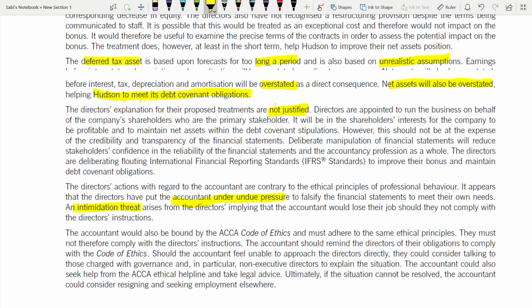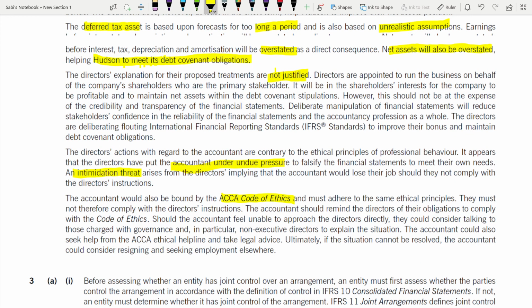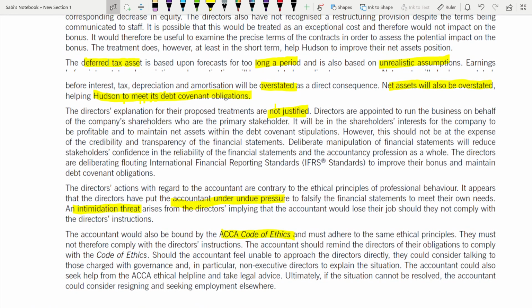Now, finally, at the end, you are mentioning the ACCA Code of Ethics. You can mention this in any ethical answer in SBR. So the accountant would also be bound by it. You have to talk from the accountant's perspective. What is the implication on them? They have to be bound by the ACCA Code of Ethics and must adhere to the same ethical principles. So the ethical principle is not only for the director, it is also applicable for the accountant. The accountant also has the same duty to follow, even if they have been pressurized by the director. So they must not comply with the director's instructions. They should not listen to the director, just because the director can say I'm going to sue you or you're going to lose your job. Because you have a professional duty, you're an ACCA member, you have the ACCA code of ethics to follow.